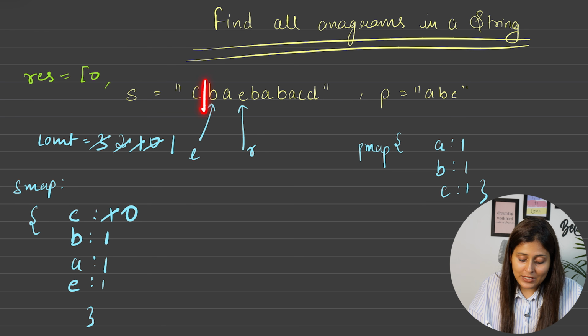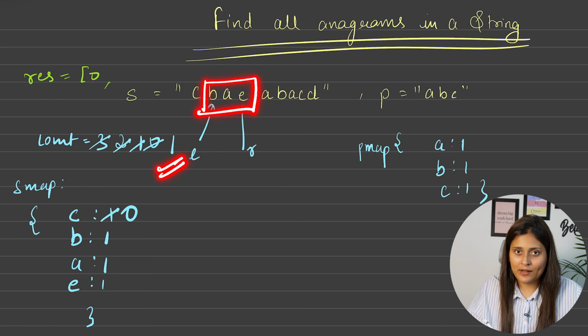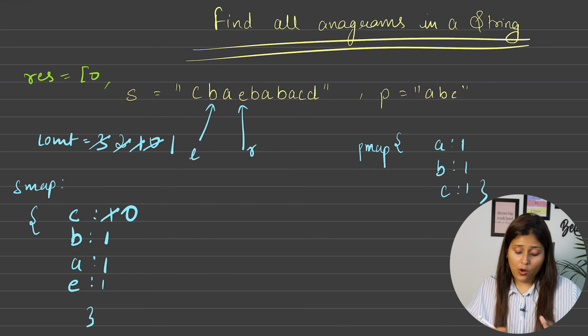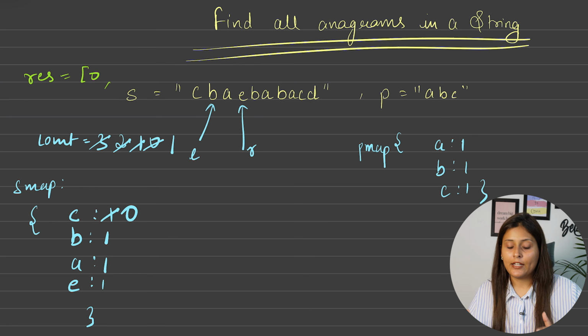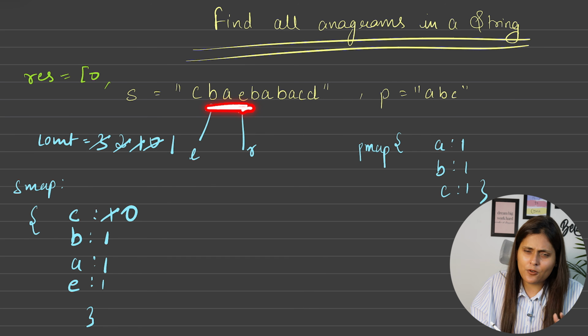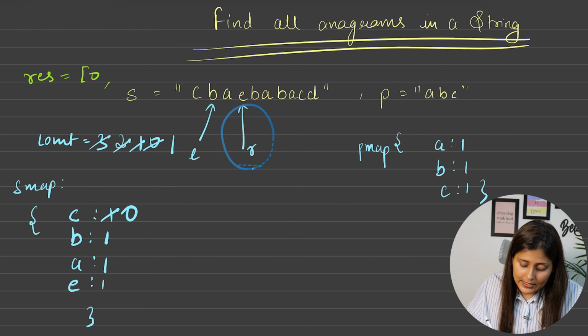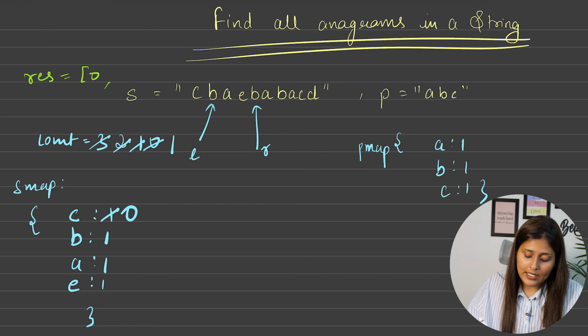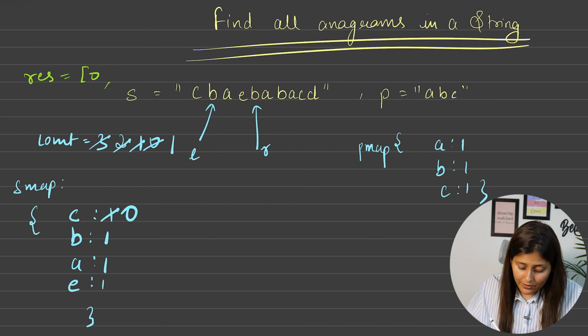Saying now from this left to right, the count needed is 1, which means it needs C. Now as the count is 1, we will say that this substring is not valid, and as the length is already 3, we cannot shrink it further. It does not make sense. So hence we will move this R pointer ahead, saying B found. Okay, so it will increase the frequency to 2.